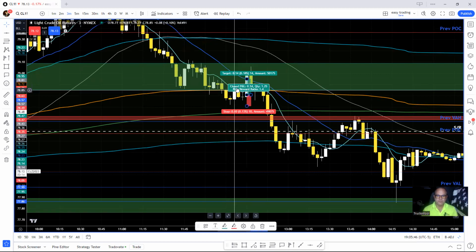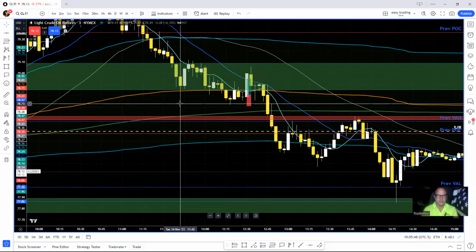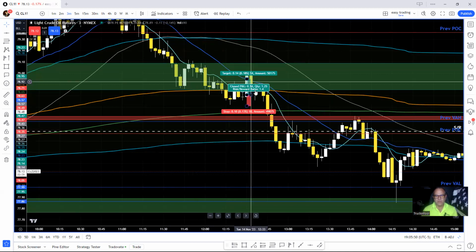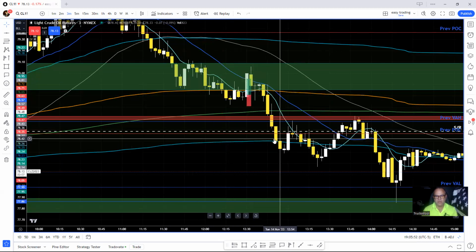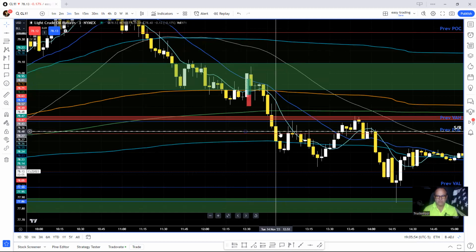I was done, which was a pretty good decision because it couldn't get above the 21. It ended up falling back down and going down again below this support and resistance line that we were fighting so hard to get above in the morning.